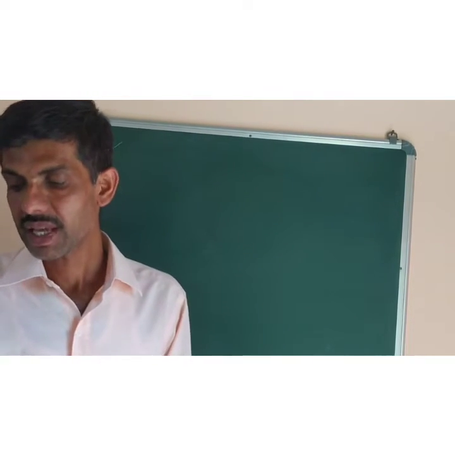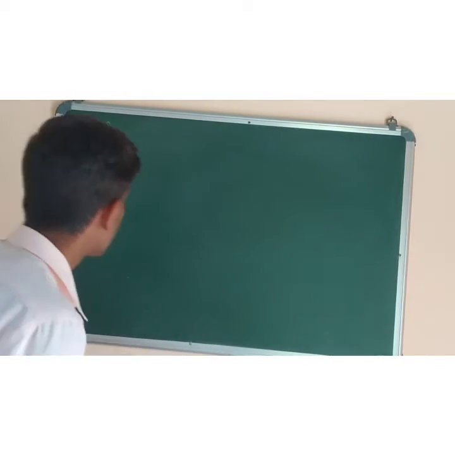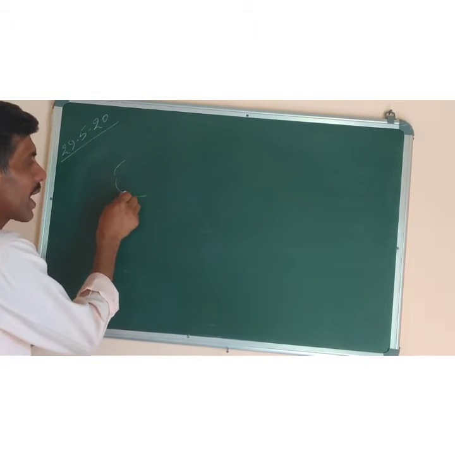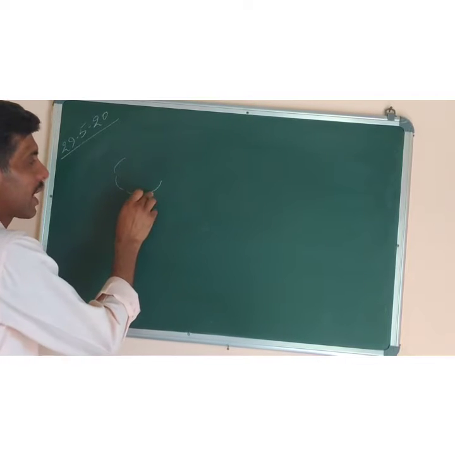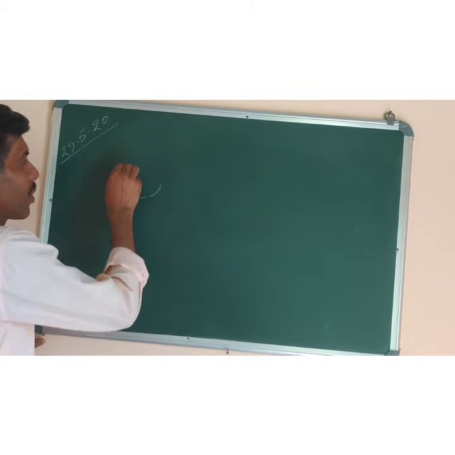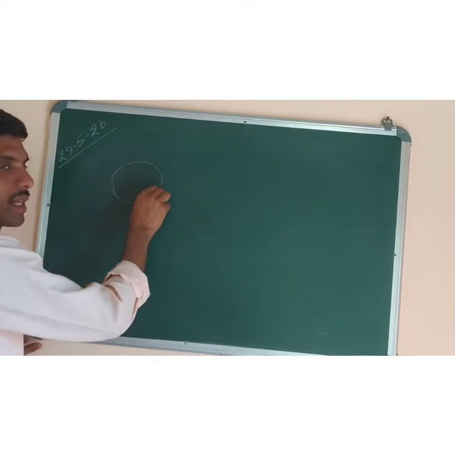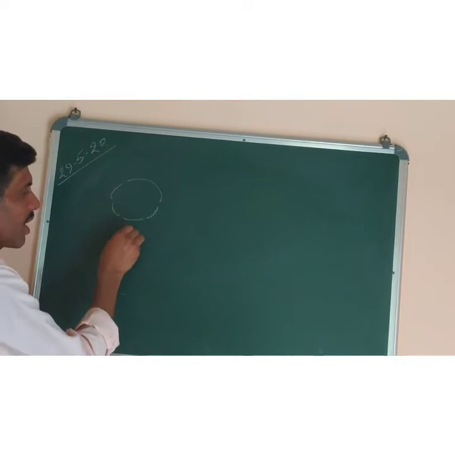One example is valvate estivation. I will show you the example. When the members of the sepals are in contact with each other only with the tips, like the end part, the terminal part is in contact, 1, 2, 3, 4, 5. If they are in contact with each other, such an arrangement is called valvate estivation.